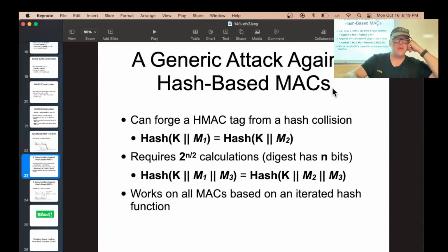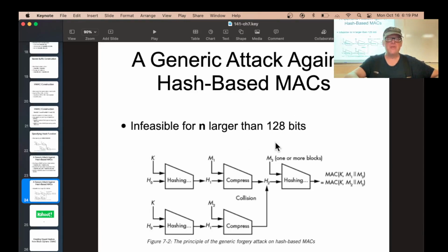And so there are generic attacks. You can forge an HMAC tag from a hash collision, of course. If you want to find a collision by brute force, you would have to do 2 to the n over 2 calculations, which we talked about before, the birthday paradox. So you'd have to do up to the square root of the number of possible hashes. That's the brute force attack, to give you some measure of its security. And so if the n is larger than 128 bits, it will be essentially impossible.